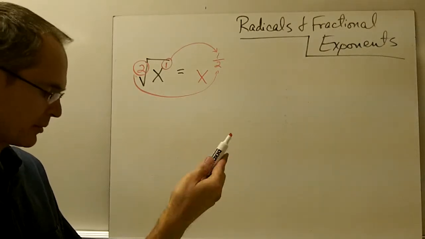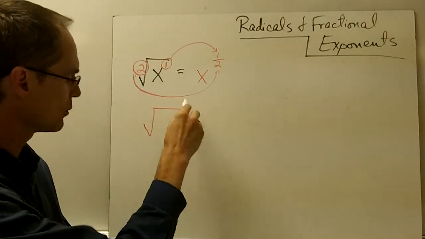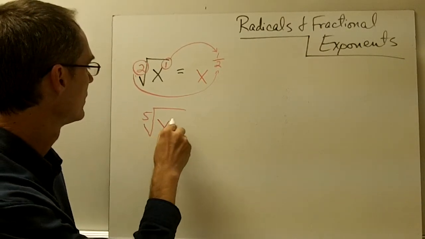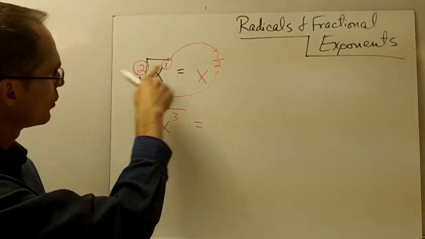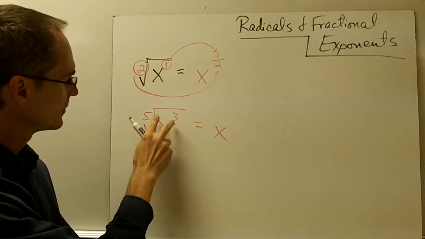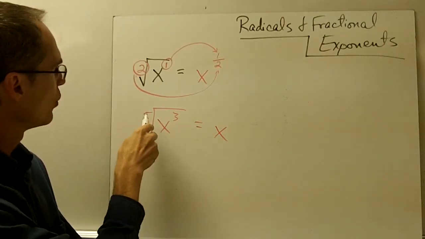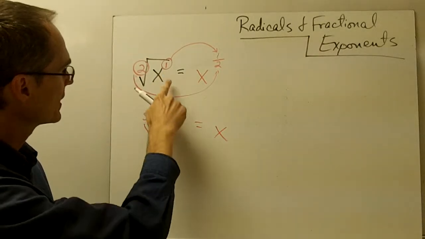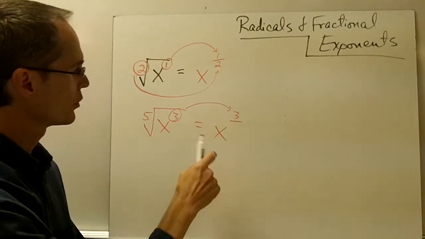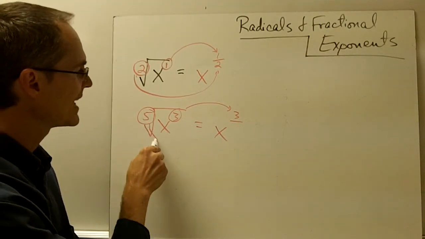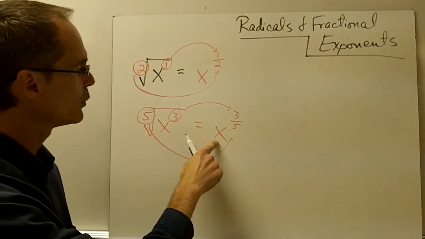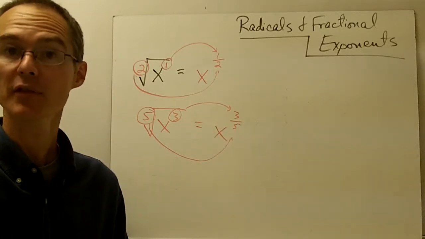So, for example, if we wanted to do this same thing with, say, this expression, the 5th root of x cubed. Well, we do the same thing that we did up here. We write down our radicand base here, x, and once again, just like up here, the exponent here, 3, becomes the numerator in our fractional exponent, and the index becomes the denominator. So we could write the 5th root of x cubed as x to the power of 3/5.